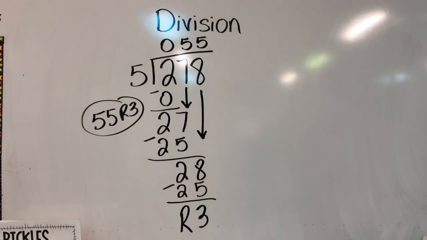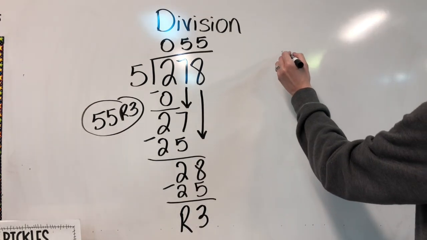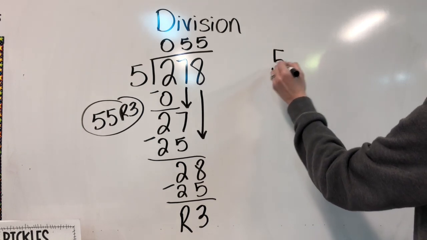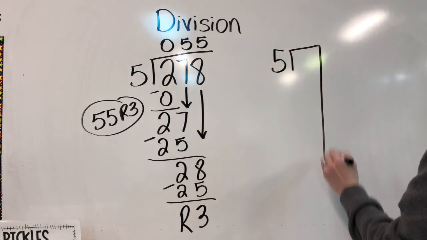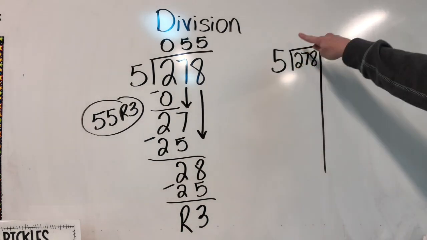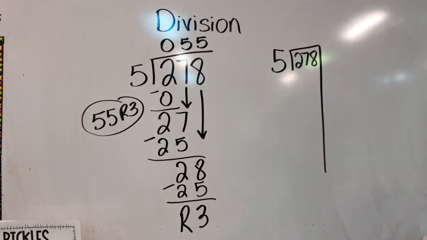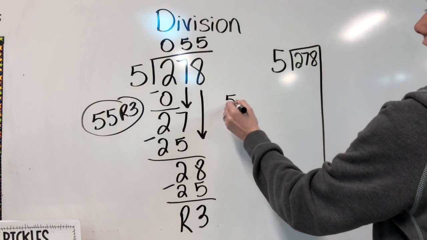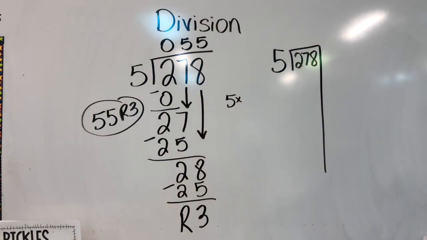Okay, this next problem I'm going to show you with partial quotient. So this time I have the same problem, 278 divided by 5, except I'm going to use the big 7. I'm going to think 5 times what gets closest to 200, or 5 times what gets closest to 278.